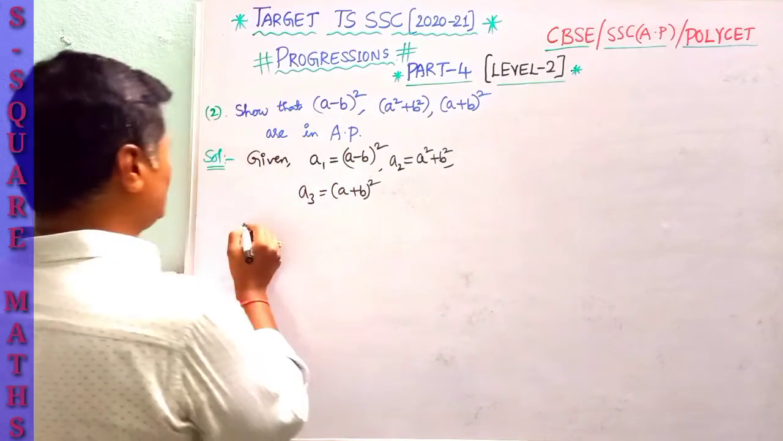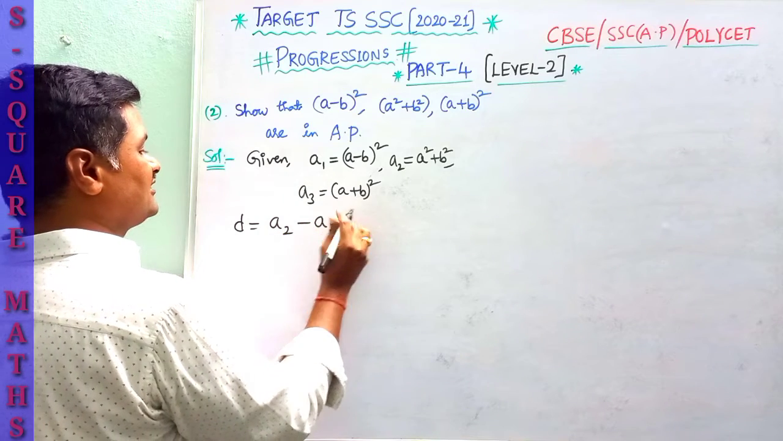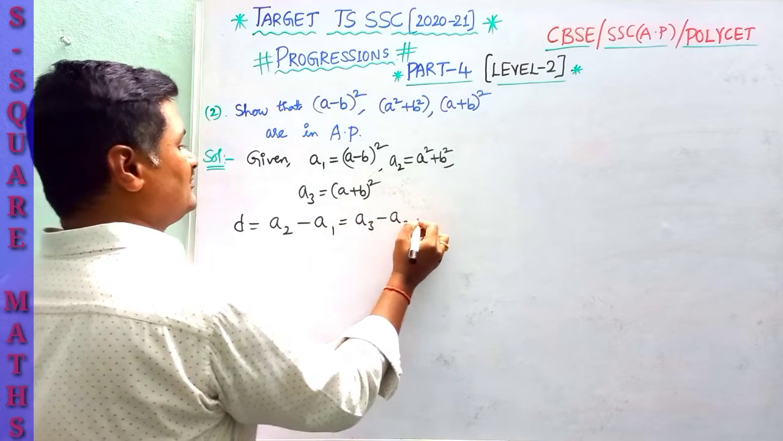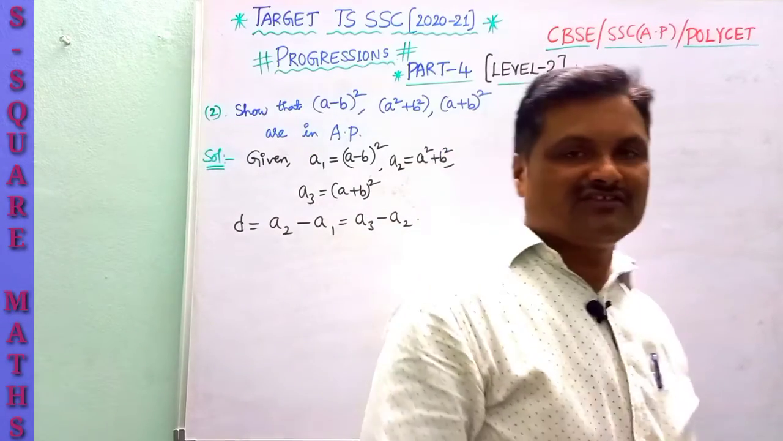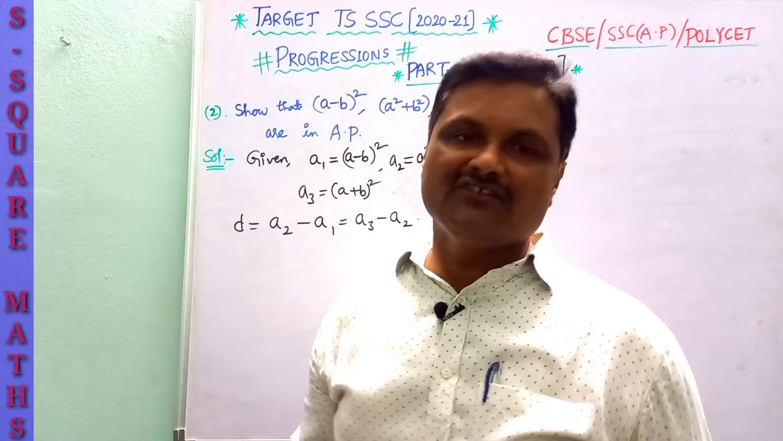Okay. So to show that it is an arithmetic progression, you know very well d should be equal to a2 minus a1, that should be equal to a3 minus a2. The common difference, the difference between any two consecutive terms, should be the same. So that we have to prove.